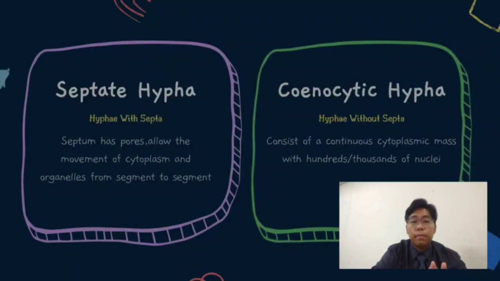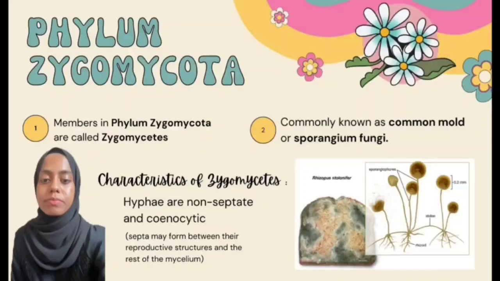The first one is septate hypha. It's a hypha with septa, and the second one is coenocytic hypha. It's a hypha without septa. Septate hypha has septa that have pores, allowing the movement of cytoplasm and organelles from segment to segment. And the second one, coenocytic hypha, consists of a continuous cytoplasmic mass with hundreds or thousands of nuclei.